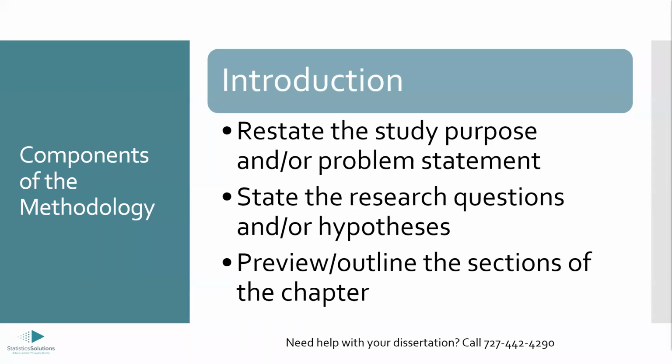And it's worth noting that these should always be stated verbatim wherever they appear in your dissertation. So however your research questions and hypotheses are written in your previous chapters, they should appear the exact same way in your methodology and in other chapters. So the wording of those should be exactly the same every time they appear. And then after that, you just outline the sections that will appear in the chapter. And this can be just as simple as listing out the different section headings that are going to appear in your methodology chapter.